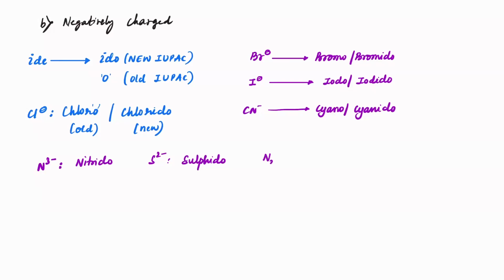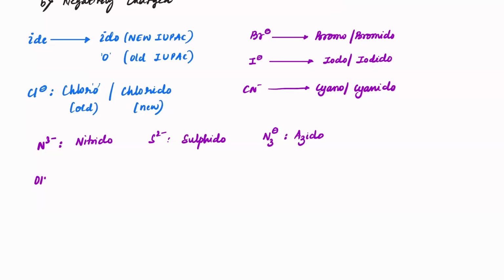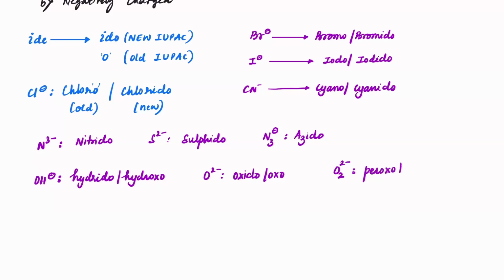If N3 with overall minus is present, this comes from a salt called azide, so it will become azido. Even OH minus is called hydroxide, so it will become hydroxido, or commonly it is also known as hydroxo. Similarly, O 2 minus is an oxide, so that will become oxido, or simply we use oxo. O2 2 minus is peroxide, so it is peroxido, or simply peroxo.